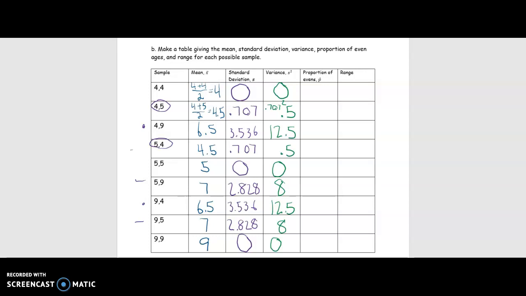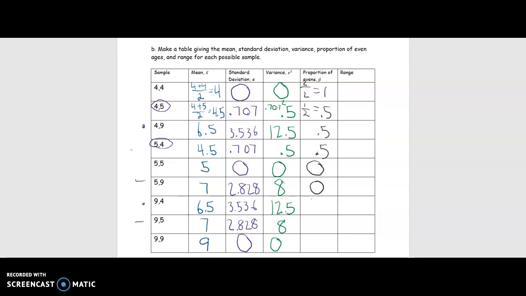Now we need to find the proportion of evens. Out of each sample of 2, how many are even? The first, we have 4 and 4, so that's 2 out of 2. So the proportion would be 1. Next, we have 4 and 5. That would be 1 even out of 2, so the proportion is 0.5. Next, we have 0.5 again, and 0.5. For 5 and 5, the proportion would be 0. They're both odd. 5 and 9 would also be 0.